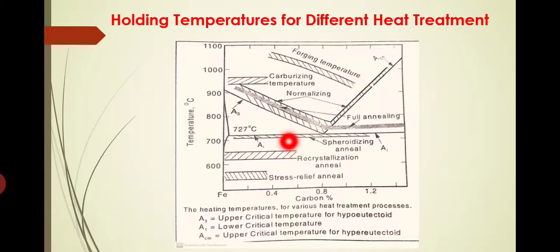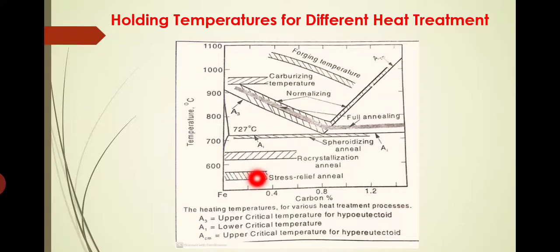hypereutectoid. But you can see spheroidizing annealing. For the spheroidizing annealing process, the temperature to which the specimen is to be heated is just below the lower critical temperature. You can see it is happening below the lower critical temperature, whether it is hypereutectoid or hypoeutectoid, the heating temperature is only up to below the lower critical temperature. And for recrystallization annealing, it is much lower compared to the spheroidizing annealing process.